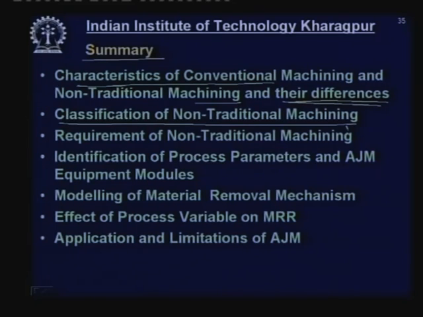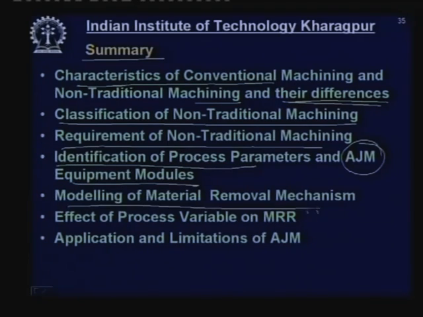Today we have discussed abrasive jet machining, which is a mechanical process. Then, why should there be non-traditional machining processes? Conventional machining processes were doing fine. So, why non-traditional was needed has also been explained. As far as AJM is concerned, we have identified the process parameters and equipment models. We have also discussed how to model material removal rate. We have studied the effect of process parameters on material removal rate, and we have indicated the application areas and limitations of abrasive jet machining.